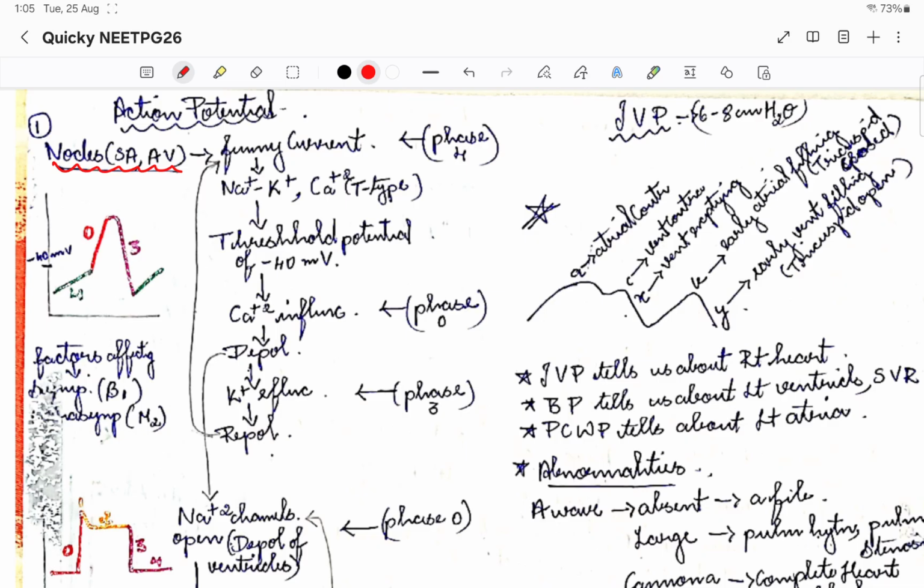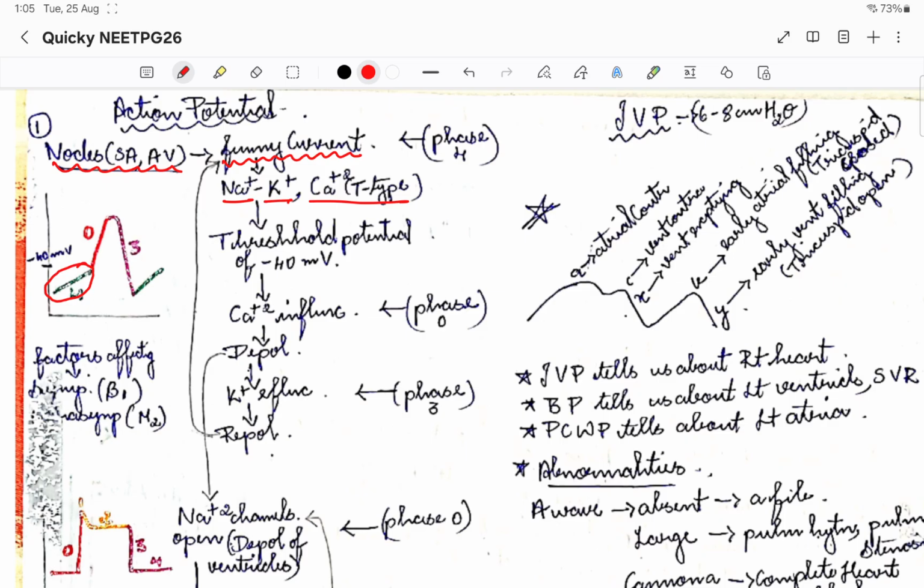So where does that current come from? There is something called the funny current channel, which consists of sodium, potassium and calcium. Again and again this cycle will happen. From our birth till death, this funny current will be active all the time. We'll come to the phases later. First let us see how the action potential happens.